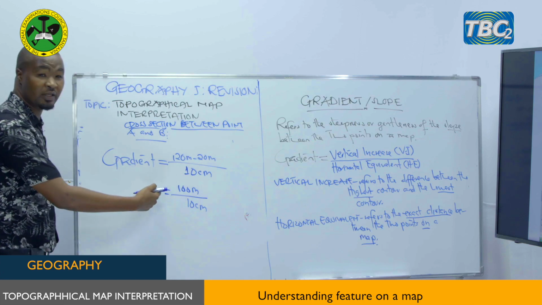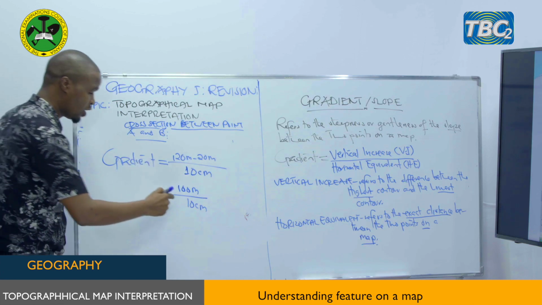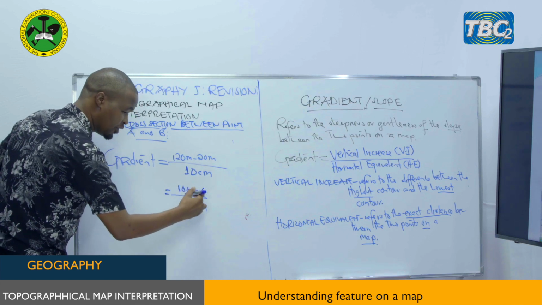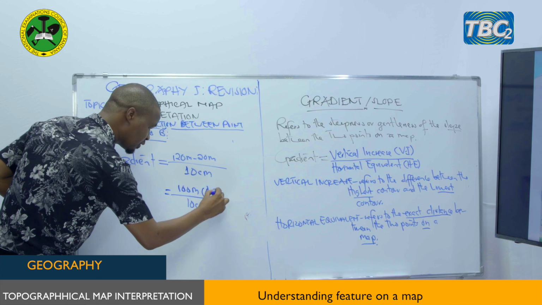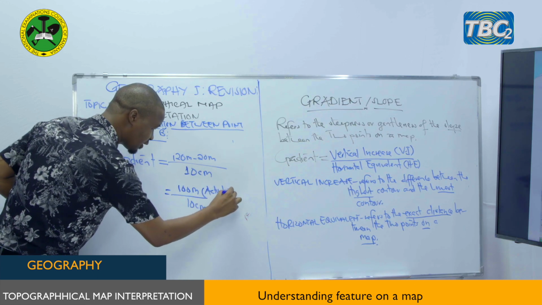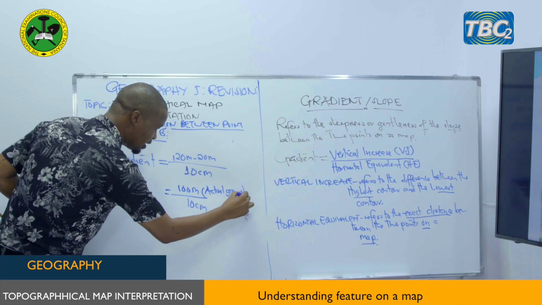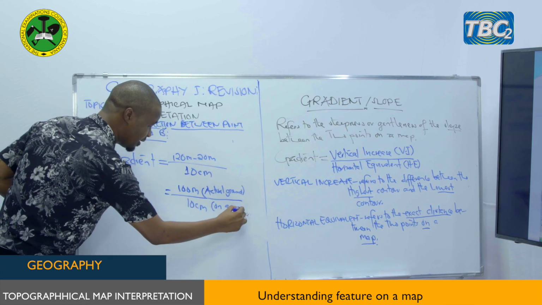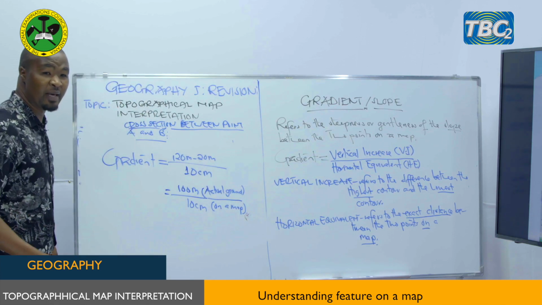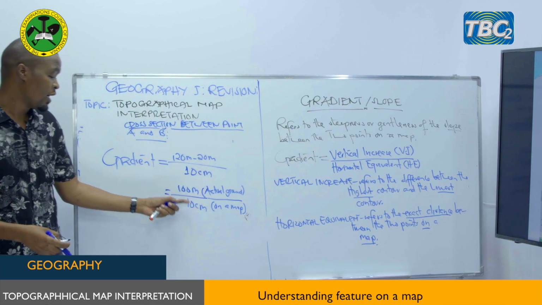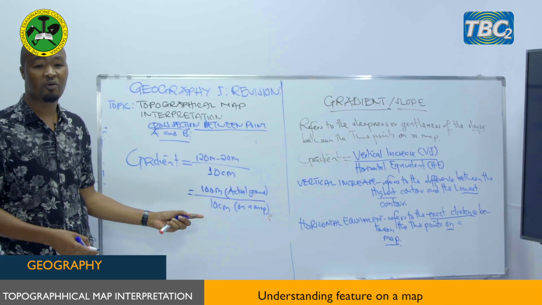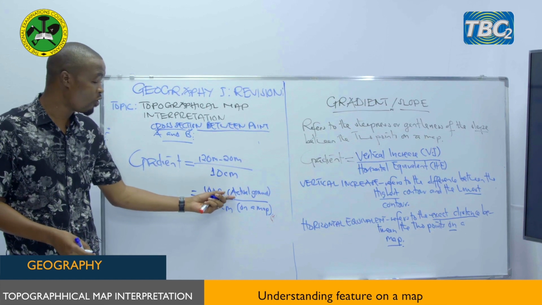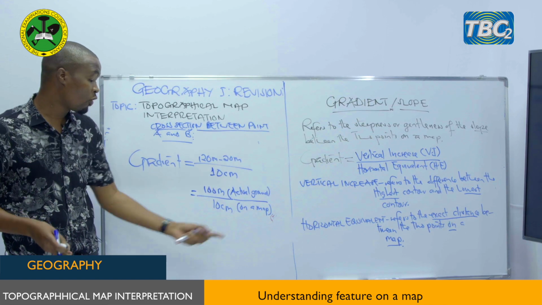Then how are we going to calculate the gradient right here? Make sure you note that the difference right here is on the actual ground, and right now it is in meters, and the distance right here is on a map. So you cannot make any calculation if the two measurements differ in terms of where they are. You have to make sure they are on the same side. Either they are all on the actual ground or they are all on a map.